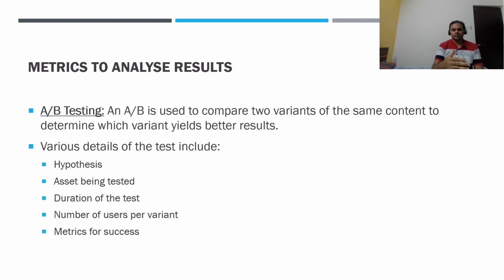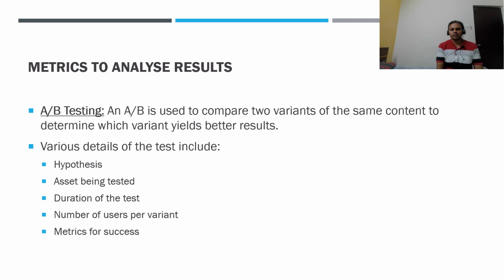And basis that, once you decide on the hypothesis, once you decide what the asset is that you're going to test it on, here in this case email, you will now decide the duration. How long are we going to actually do this? Let's say you run a campaign for another month, and you see now you have 5,000 users. You're running this campaign for a full month.